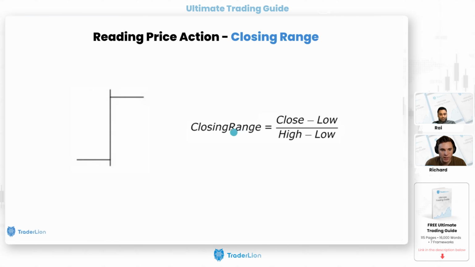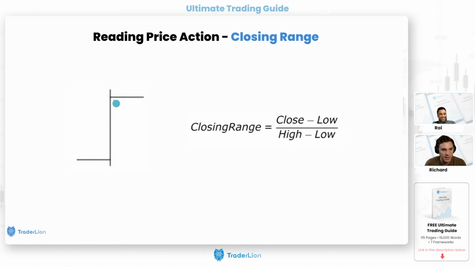Basically, you don't even have to worry about formulas if you're not math inclined. Just think about from the high to the low, where is the close within that range? The closing range is going to be closer to 100%, and you have to multiply this by 100, by the way, the higher we are, or the closer we are to the high of the bar.